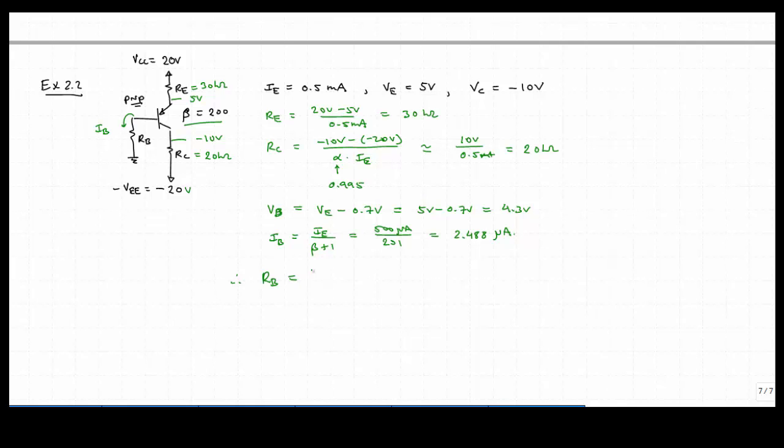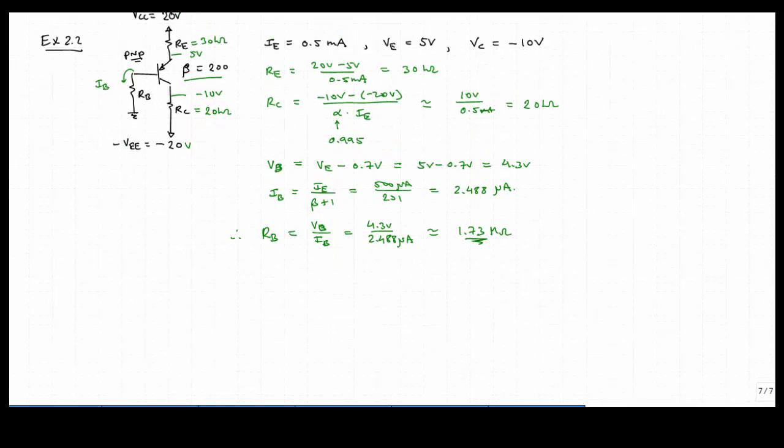So now we can calculate RB. RB is therefore VB over IB. And it will be 4.3 volts divided by 2.488 microamps. It's going to be very small, 1.73 mega ohms.